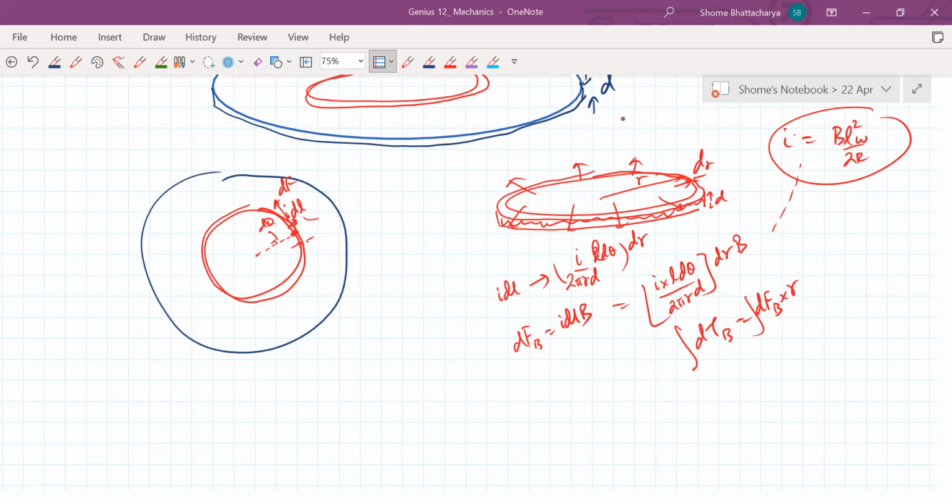Okay, Nishit and Aditya, is the concept clear of this question? Okay, so it's a double integration problem actually.